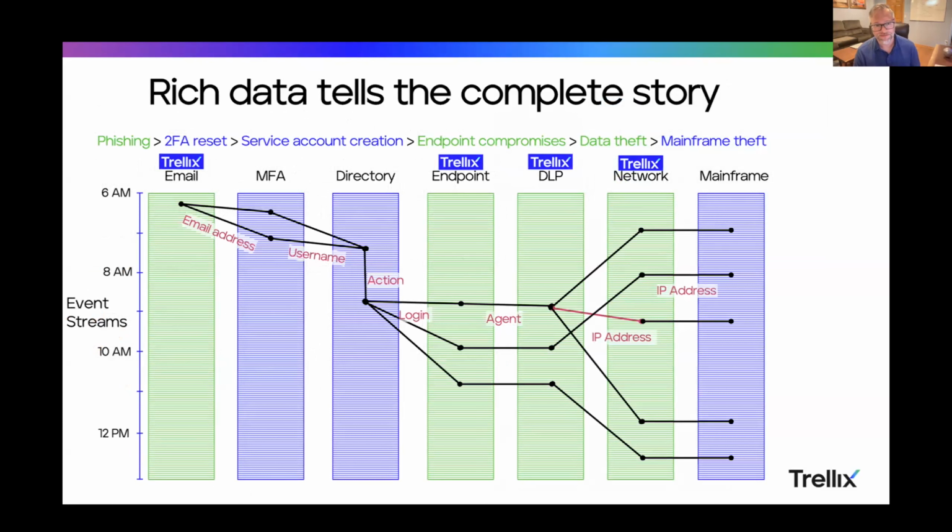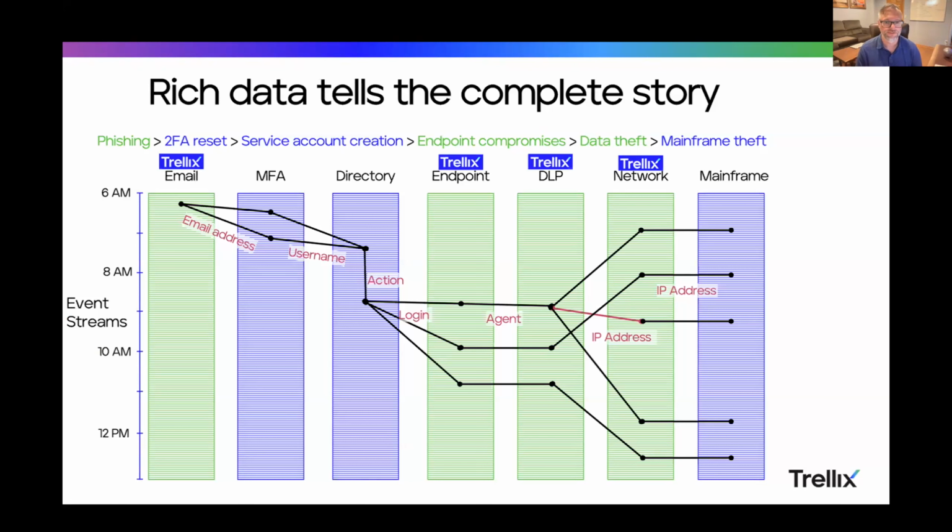So let's say you get an email that comes through, and then you're able to trace through where they authenticated, who they were, and then the attacker is able to create a service account from there, propagate onto other endpoints, passing through things like DLP and the network until they eventually are able to log into the mainframe.